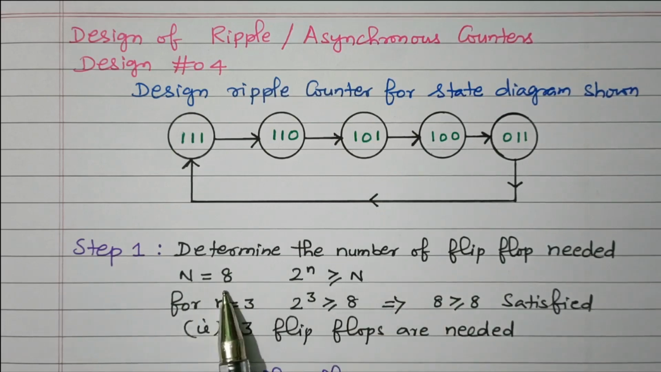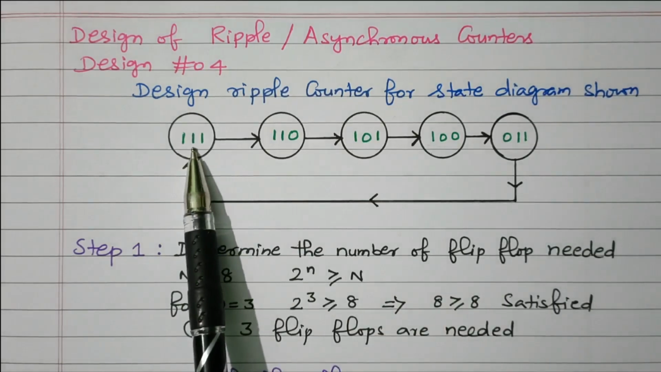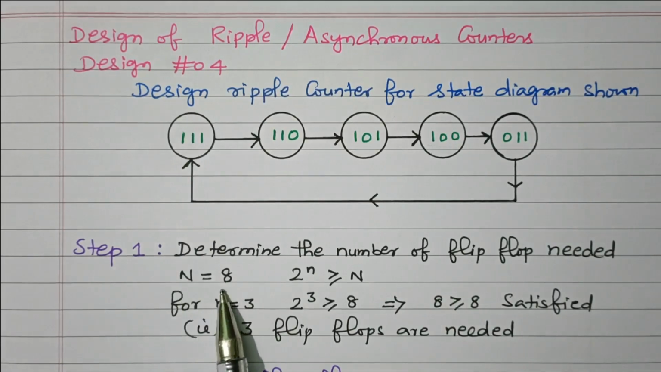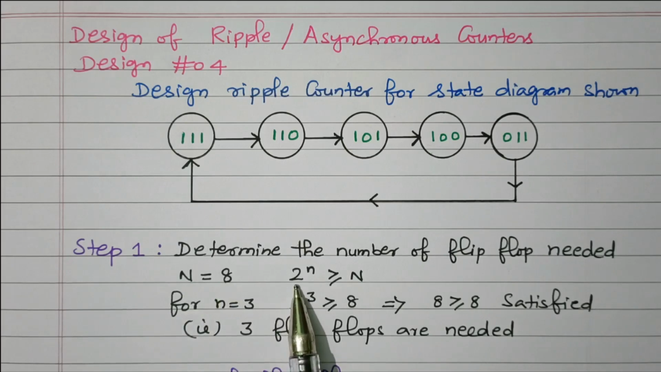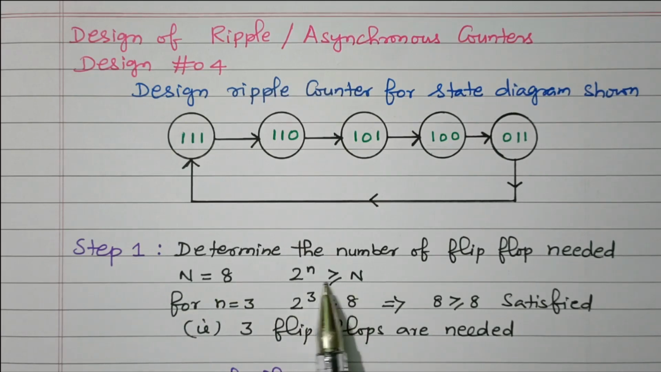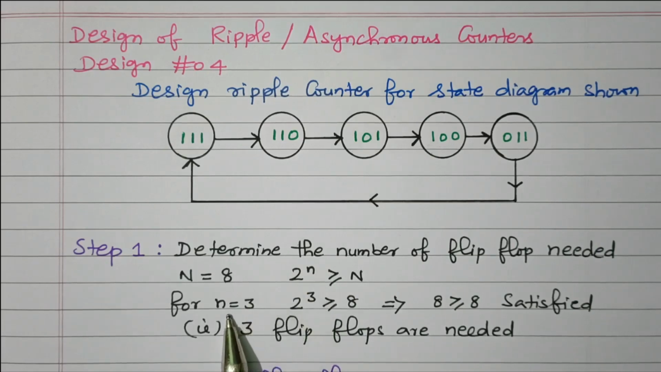So N equal to 8. We know that there are 3 digits, so definitely there are a total of 8 states. The condition required is 2 to the power n greater than or equal to N. Based on the condition we need to identify the number of flip-flops. If we take n equal to 3, 2 to the power 3 is 8, greater than or equal to 8. So this condition is satisfied, and 3 flip-flops are needed.